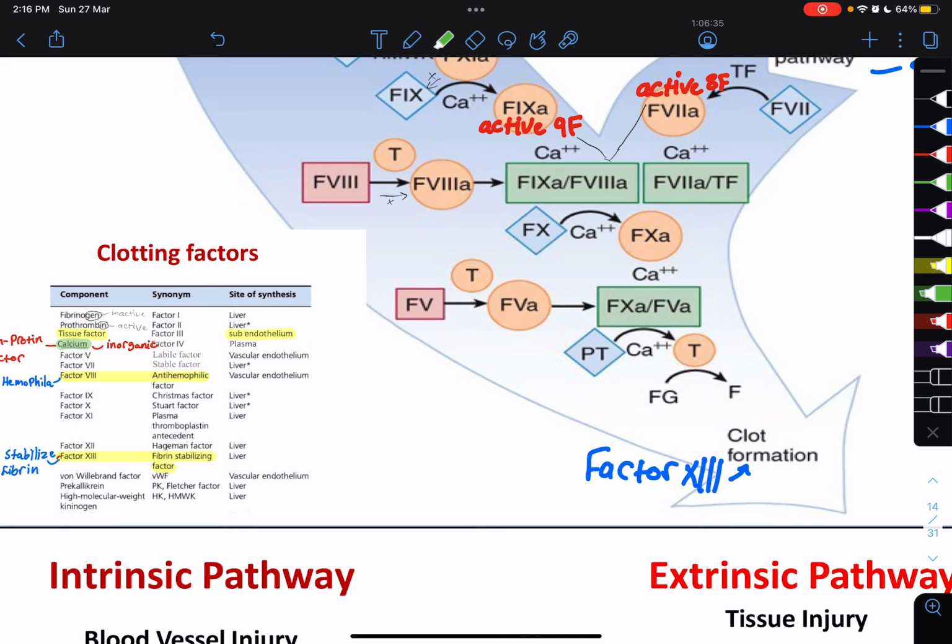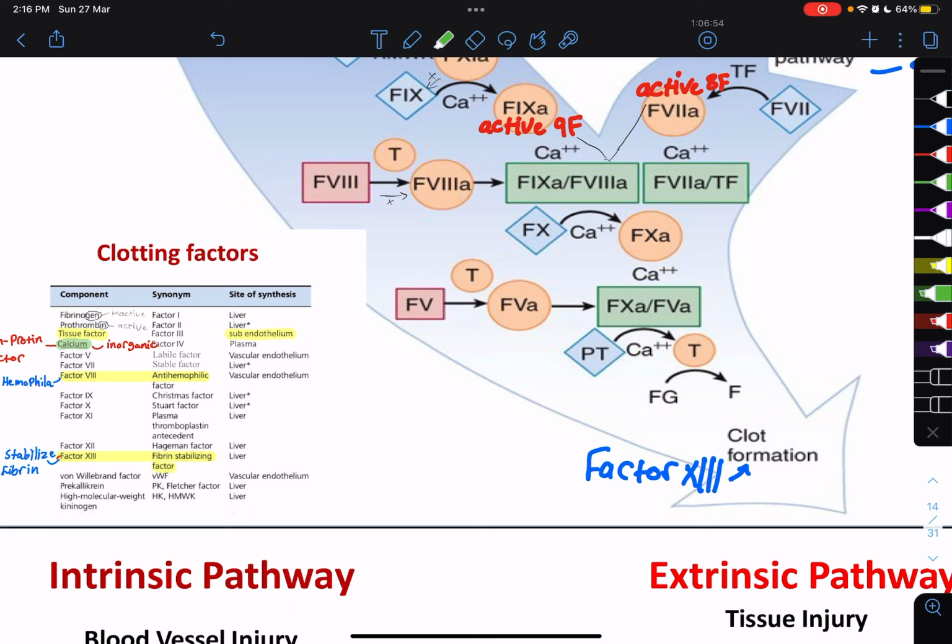Anything which is not clear? Yes, please. Do we have to memorize this pathway? Oh, not really, not all the steps in the exam. Nobody asks you that you have to remember the order. You have to get the main idea of how the two pathways are coming, okay?